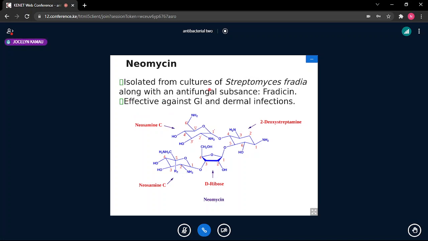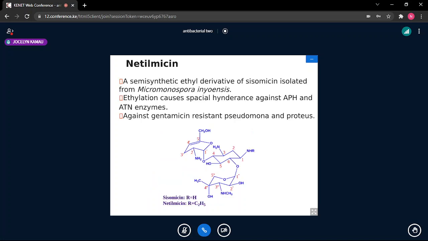And neomycin, again, all of these, we have said, are naturally occurring. That is its structure. You can see neomycin C has those two. We had already mentioned, of course, it will have the 2-deoxystreptamine.